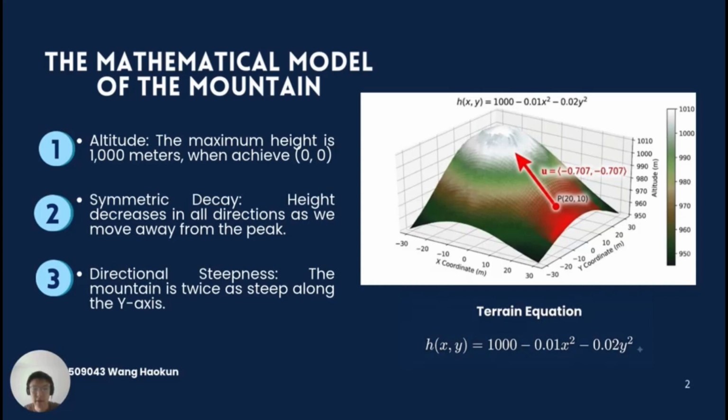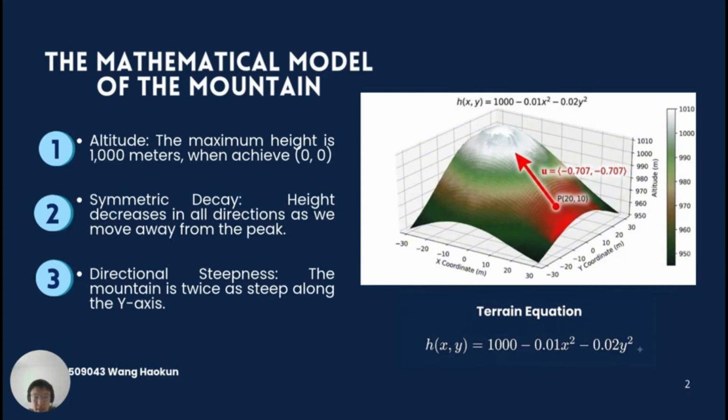So firstly, we can see a graph on the right side of our slide. It is just a model of the mountain. And from this model, we can see three key points. The first one is the peak altitude. The maximum height is 1,000 meters when we reach (0, 0) in the coordinates.